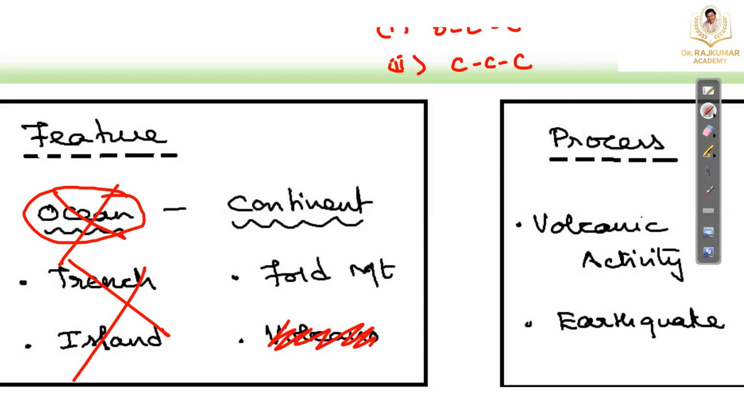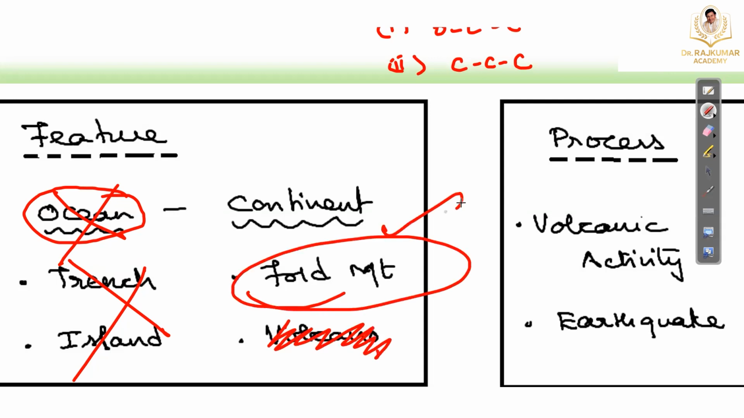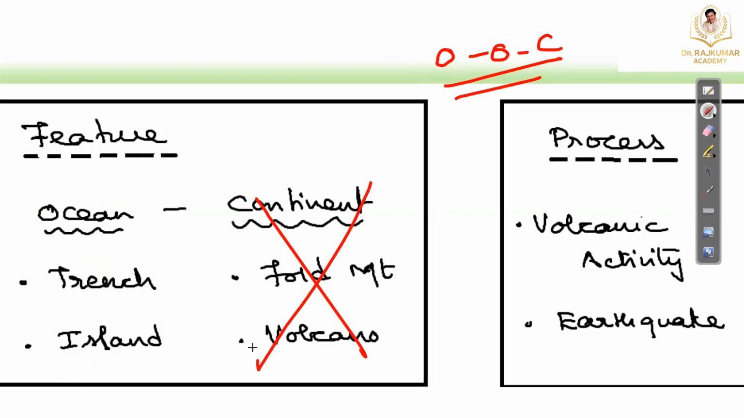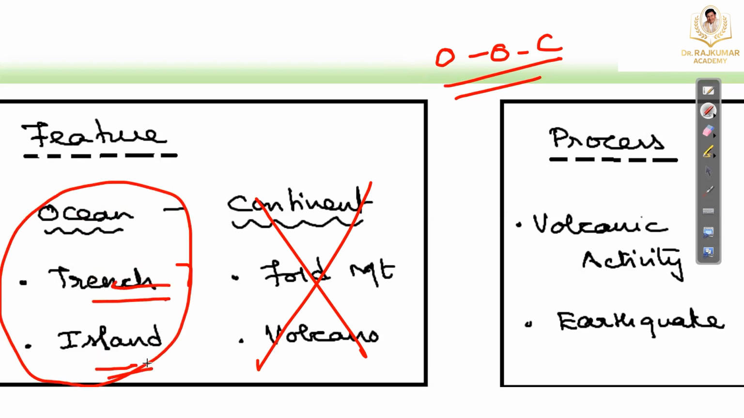I do not have what? Volcano. What is the only feature I'll be having? Fold mountain. Now let me talk about the third type of boundary. Third type of boundary is what? Ocean-ocean convergence. When ocean convergence comes in, I will not have what? Continent, both sides it is what? Ocean. What will be the feature I'll be having? I'll be having trench, that's it.